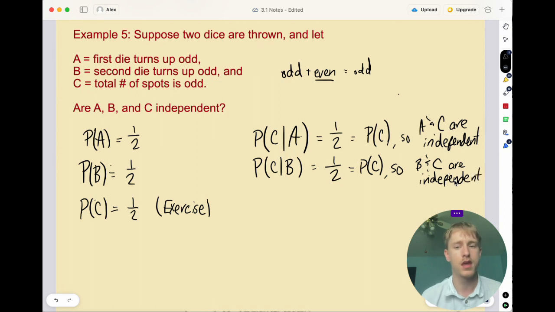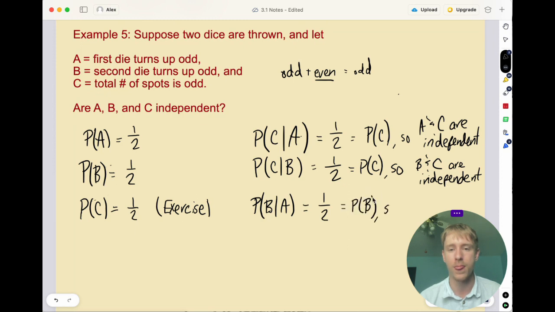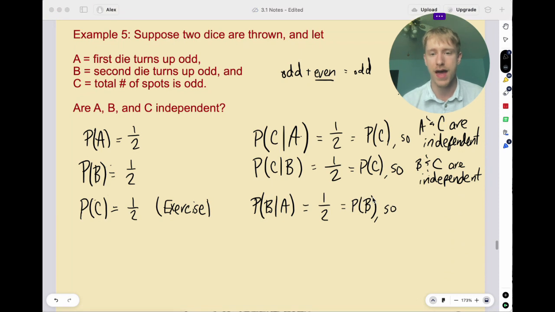And the probability of A given B, well, I guess I should do B given A, it doesn't really matter. The probability of B given that A has occurred: after you roll the first die and it's odd, that has no bearing whatsoever on B turning up even or odd. So that's 1/2, which is also the probability of B. So A and B are independent.